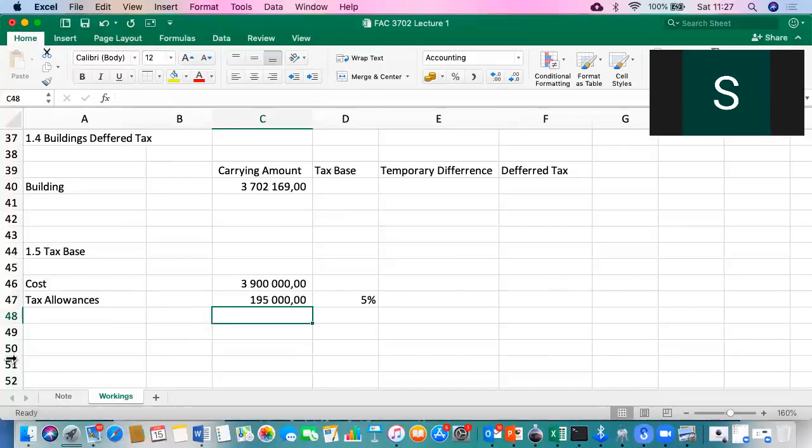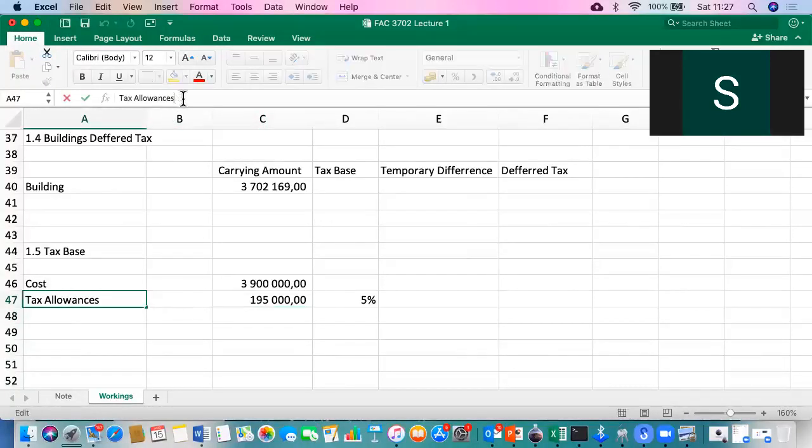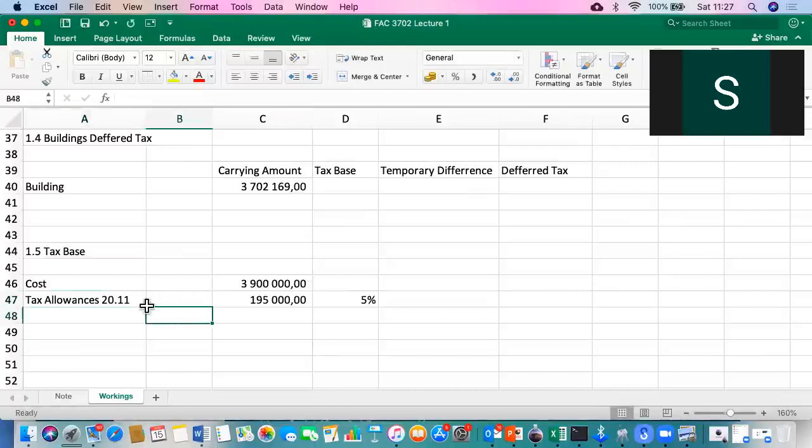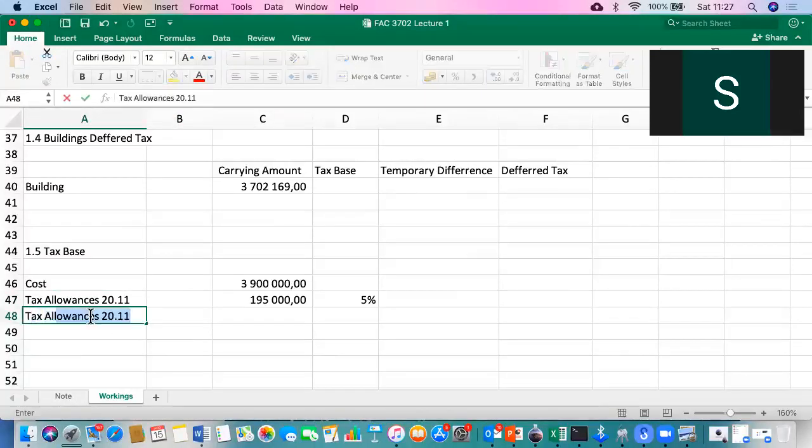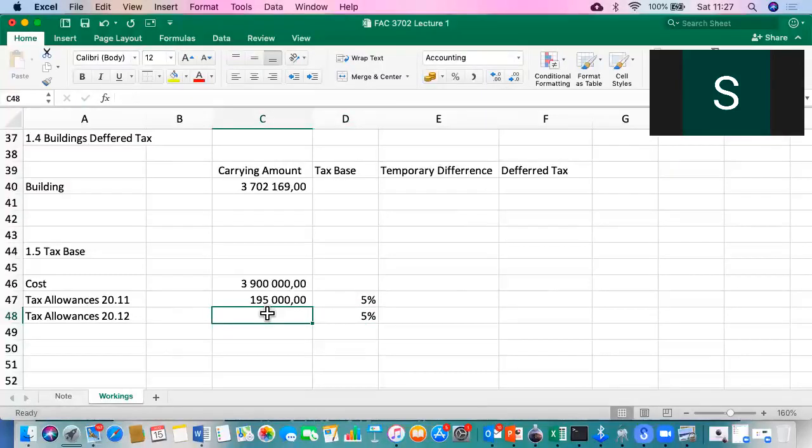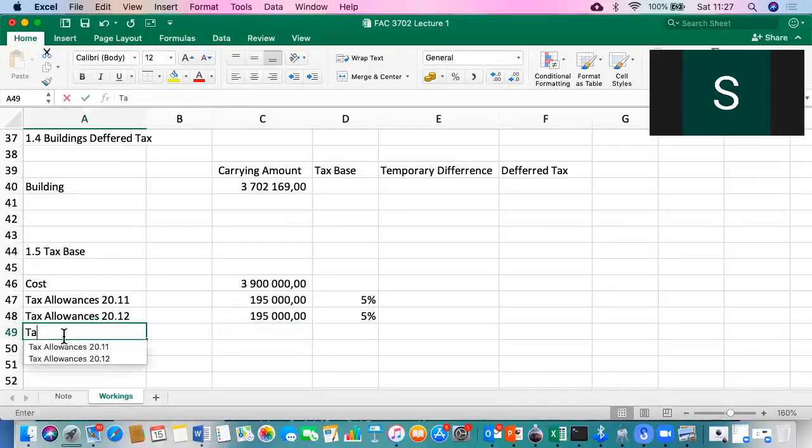Okay, 195,000. Okay, so this was the year ended 20.11. But then we're also going to get tax allowances for the current year. That'll be for the year ended 20.12. And we'll get another 5%. So that's going to be 3.9, make it a formula, 195,000. This gives us what we call our tax base.